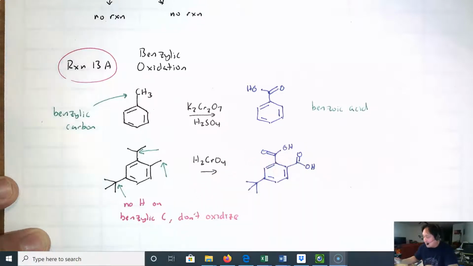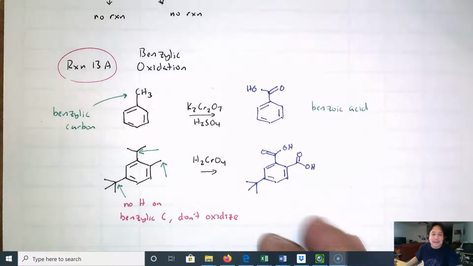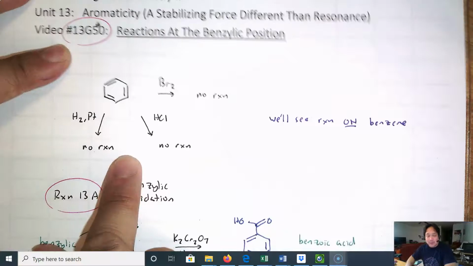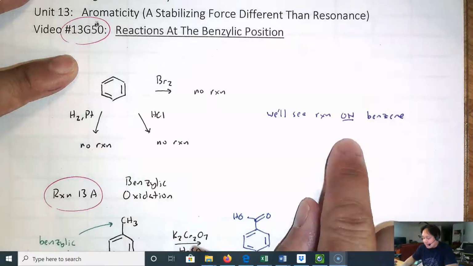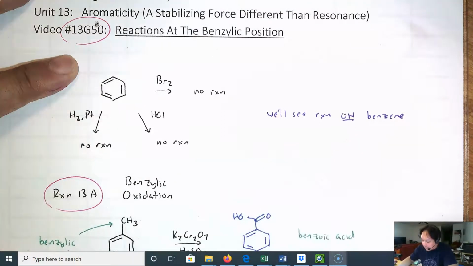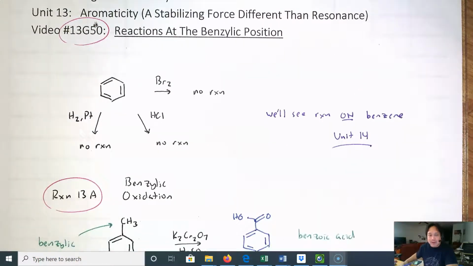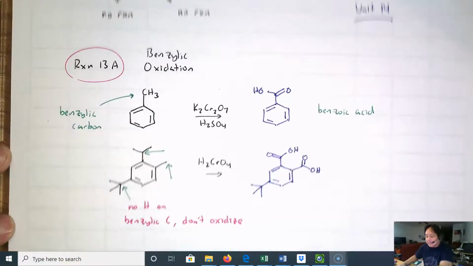That's the rule. Why that is the case, we'll have plenty of mechanisms in the next unit, unit 14. So let's not worry about the mechanism for benzylic oxidation. While we have no reactions in this unit that are happening at a benzene carbon, we will see reactions on benzene in unit 14. Here we're using reactions that are off the benzene. Okay, that is benzylic oxidation.